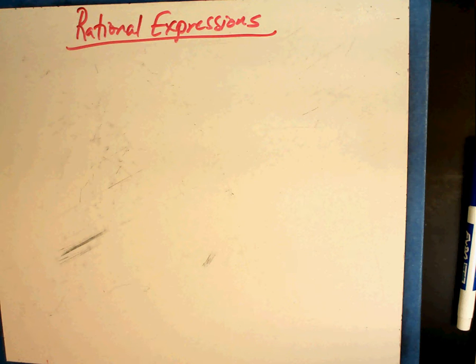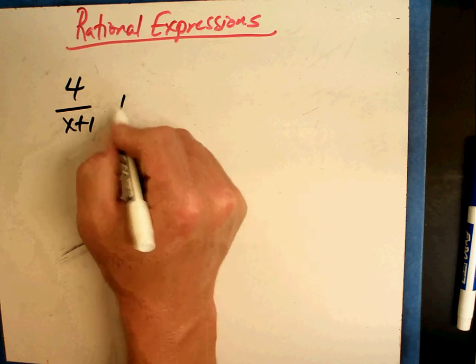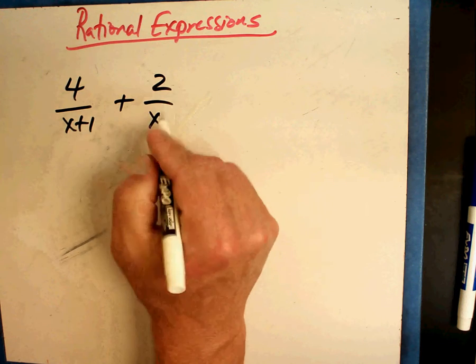In this video, we're going to talk about rational expressions and how to simplify by adding them or multiplying and dividing them. So let's just jump into it, and I bet you'll figure it out pretty quickly how it works. Let's say you have the following that you had to add together.